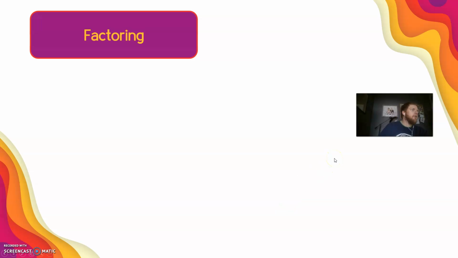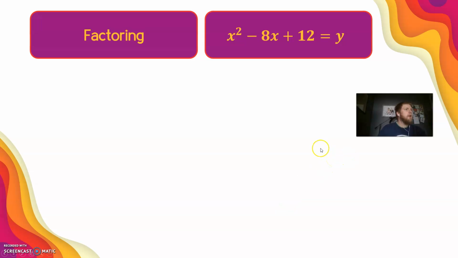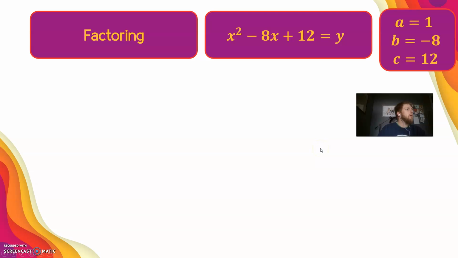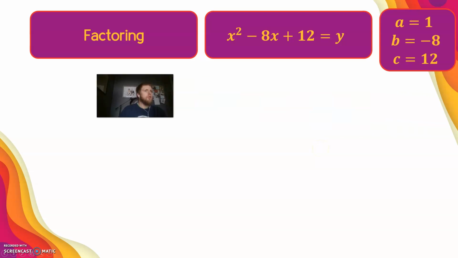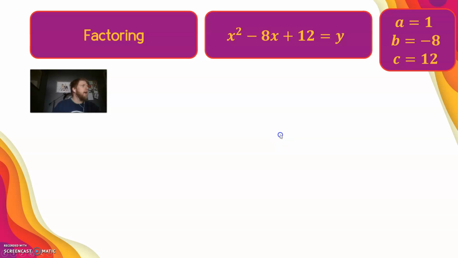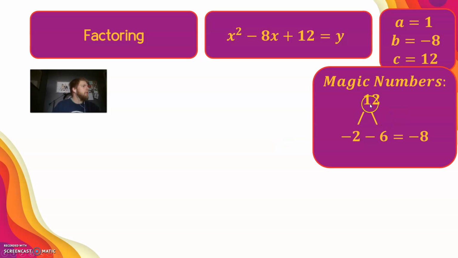Okay, so we'll try factoring first. Here's our equation. So we need to write down a, b, and c. Should be familiar by now. And that's going to help us find our magic numbers. So a times c is 12, and we need to think of factors of 12 that add to b, which is negative 8. So 6 and 2, the negative versions, can be added together to give you negative 8.